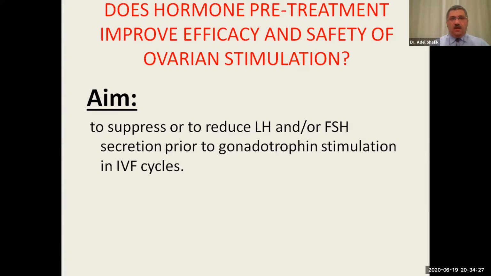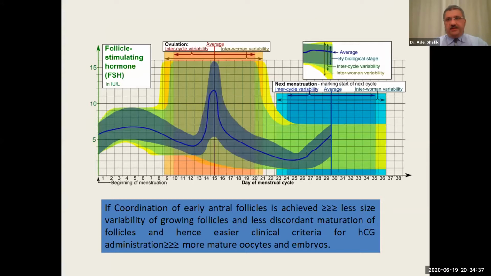Yes or no? The aim of hormonal pre-treatment is to suppress or reduce FSH secretion prior to gonadotropin stimulation in an IVF cycle. Let's look at this graph showing the FSH level throughout the menstrual cycle. At the end of the luteal phase, there is a sharp rise in the FSH level. This might be due to a decrease in estrogen or inhibin levels, whatever the cause, there is a sharp rise. This rise works on a different cohort of follicles at the end of the luteal phase. These follicles have different FSH receptor concentrations, so their responses will be different.